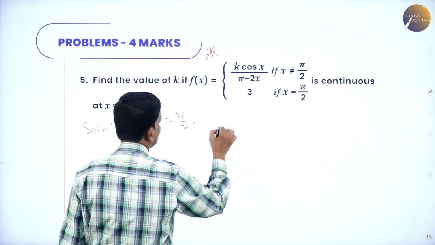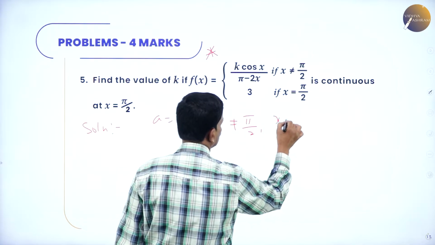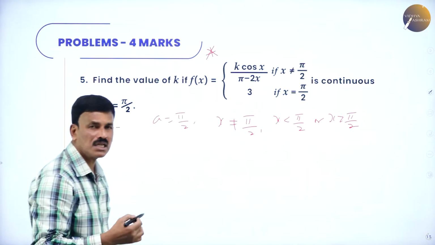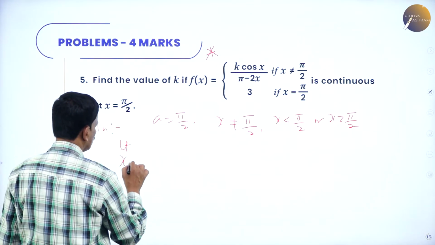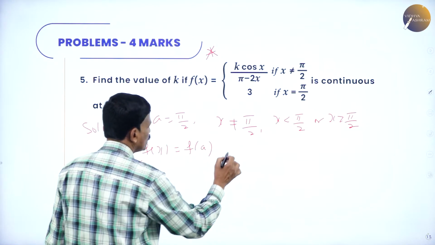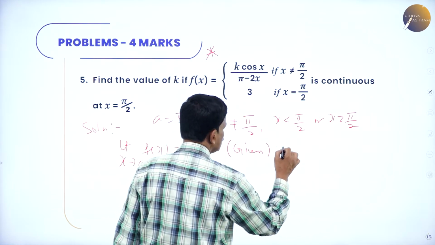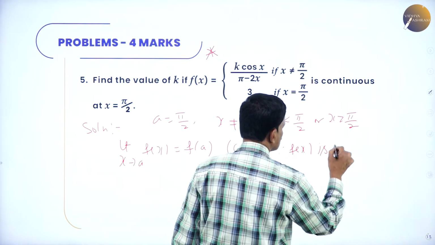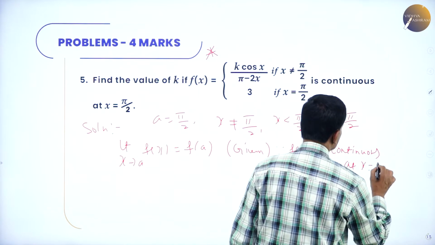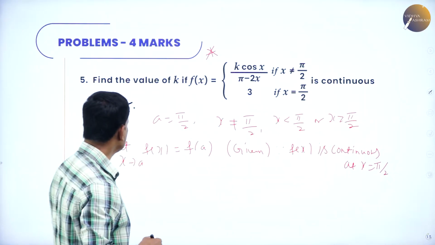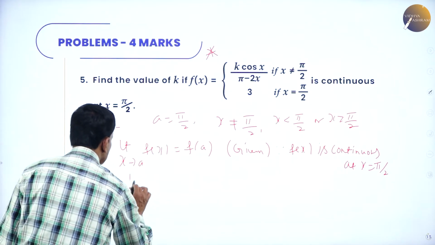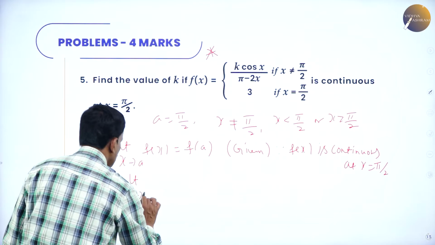Okay. Since x is not equal to pi by 2, x is not equal to pi by 2 means x is less than pi by 2 or x is greater than pi by 2. So, that means left hand limit and right hand limit are same here. So, therefore, limit x tends to a of f of x is equal to f of a. This is given because since f of x is continuous at x is equal to pi by 2. Since f of x is continuous at x is equal to pi by 2, so therefore limit x tends to a of f of x is equal to f of a. Now, substitute the value, that is limit x tends to, what is a here? Pi by 2.